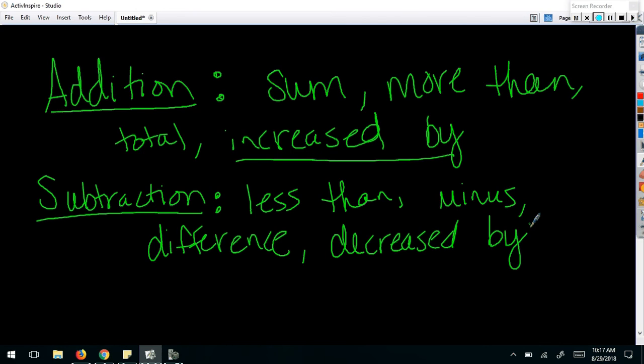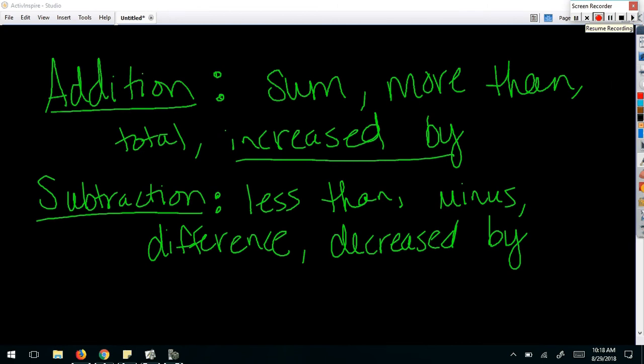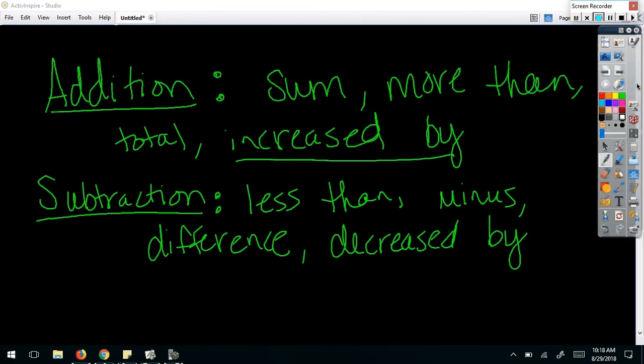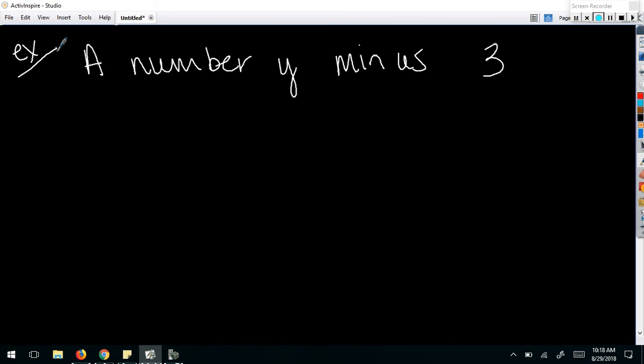How about multiplication? Y'all need a second to copy this before I go to the next one? Okay. We'll add the multiplication and division after I do a couple examples. Let's say I told you to write an expression for a number y minus 3. How would you write that as an expression? Y minus 3. Yes, a number y. Any number y, I'm going to use a variable.